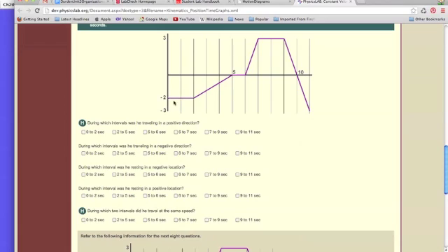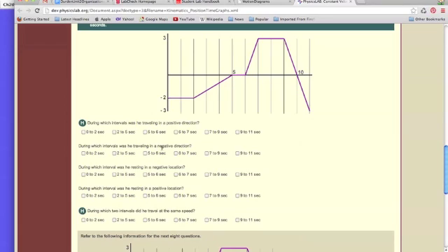So there's no slope here, but here is an area of positive slope. So the object is moving in a positive direction here. No slope again. Well, here's a positive slope. So these two time intervals, from 2 seconds up to 5 seconds, it's moving positively, and then from 6 seconds up to 7 seconds, it's moving positively.